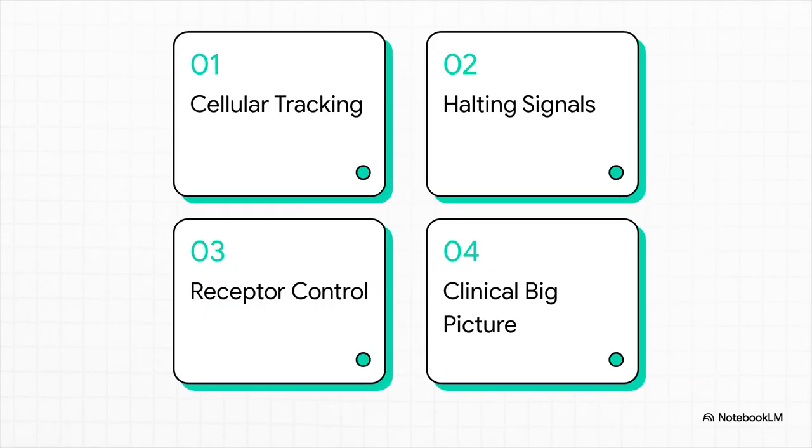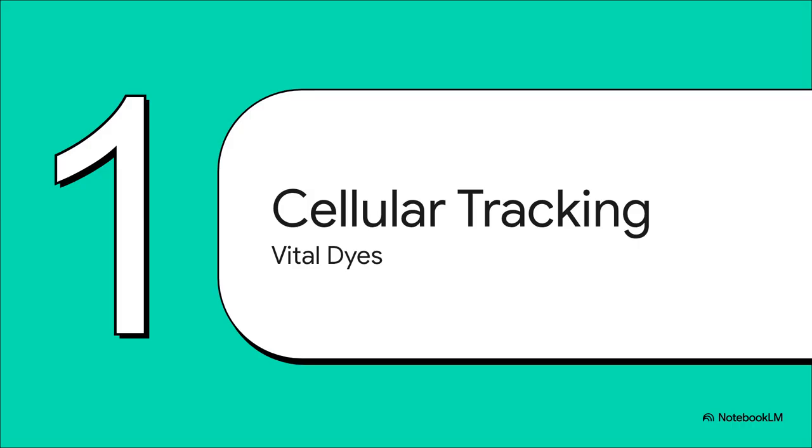So, here's our flight path for today. First up, cellular tracking with vital dyes. Second, halting signals using local anesthetics. Third, receptor control for pupil dilation. And finally, fourth, the clinical big picture. All right, starting right on the surface. Part 1, cellular tracking, vital dyes.